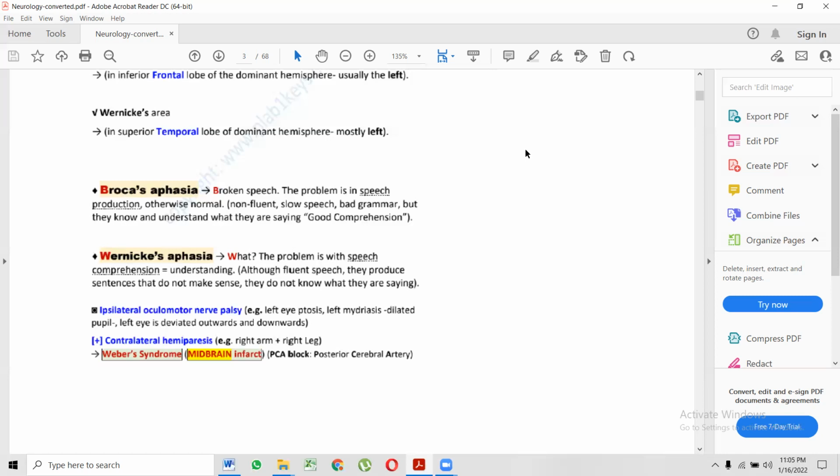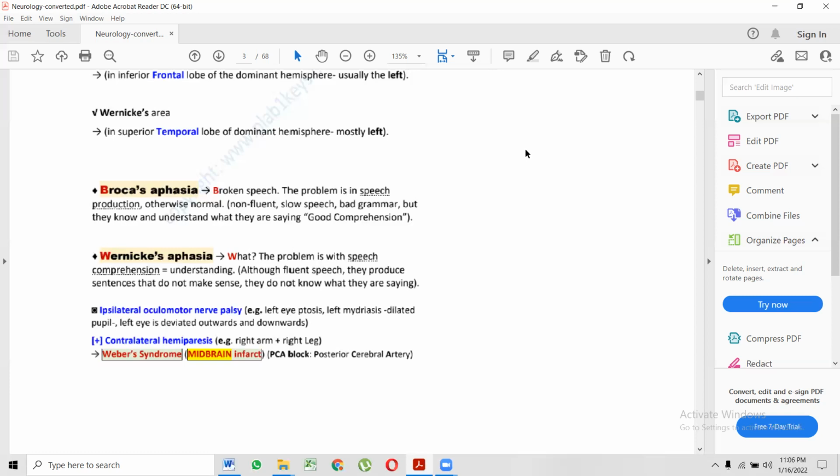The first two cranial nerves, which are the olfactory and optic nerves, have their origin in the cerebral cortex, while the remaining 10 cranial nerves originate from the brainstem. Cranial nerves 3 and 4 originate from the midbrain.